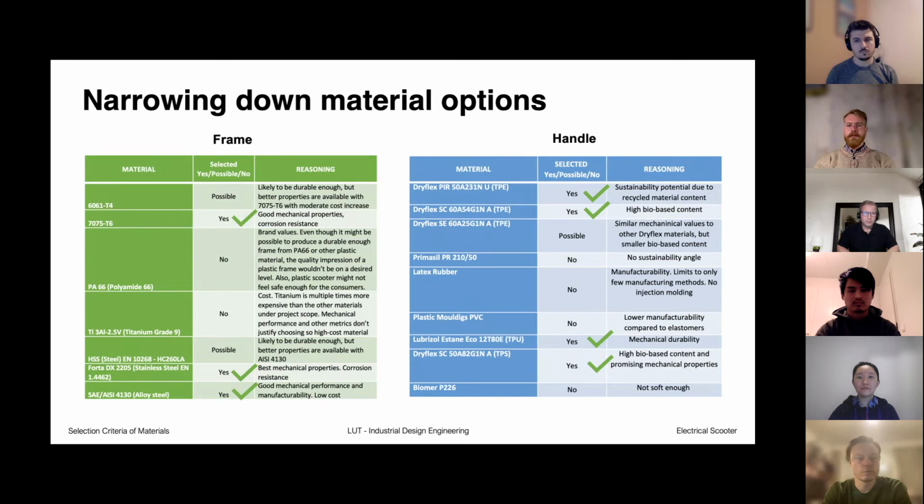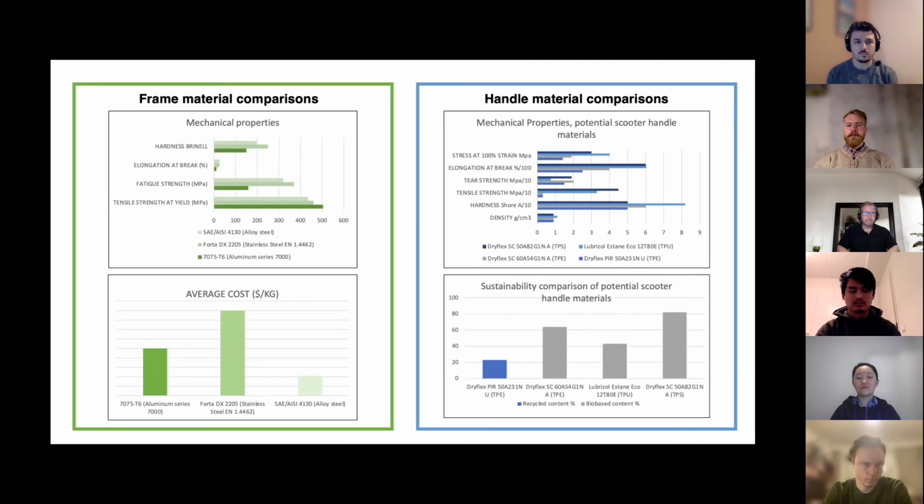So after the initial evaluation of the materials, we narrowed down the options to three materials for the frame: one aluminum alloy, one stainless steel, and one alloyed steel option. And for the handle, we selected the four most viable options for the final selection process. So we can take the next one.